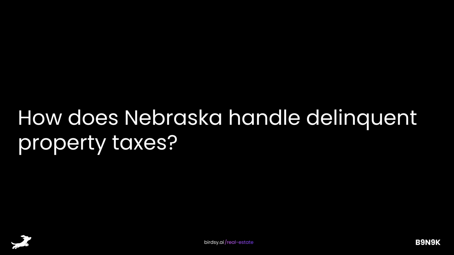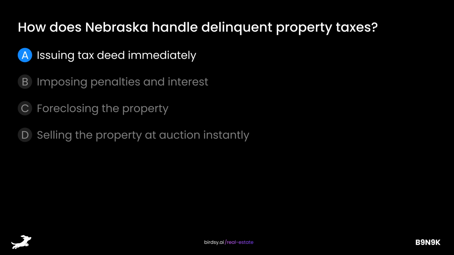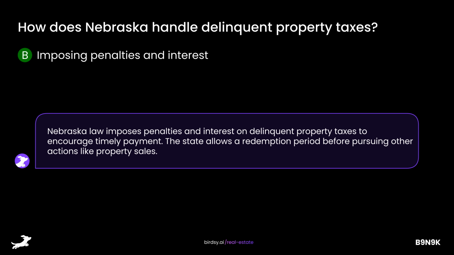How does Nebraska handle delinquent property taxes? Is it A, issuing tax deed immediately, B, imposing penalties and interest, C, foreclosing the property, or D, selling the property at auction instantly? The answer is B, imposing penalties and interest. Nebraska law imposes penalties and interest on delinquent property taxes to encourage timely payment. The state allows a redemption period before pursuing other actions like property sales.